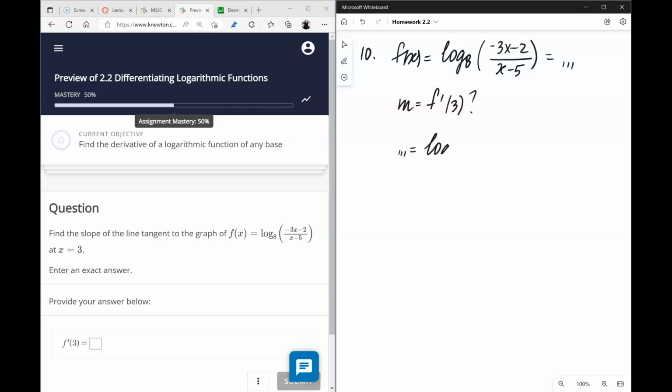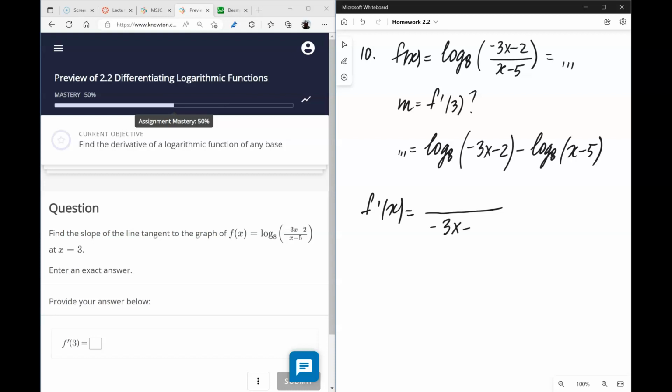It's going to be log base 8 of negative 3x minus 2 minus log base 8 of x minus 5. And to find the derivative means we're going to differentiate this. So it's going to be 1 over negative 3x minus 2 times negative 3. But we also have ln of 8 in the denominator. And here similarly we have 1 over x minus 5 and ln of 8 in the denominator.